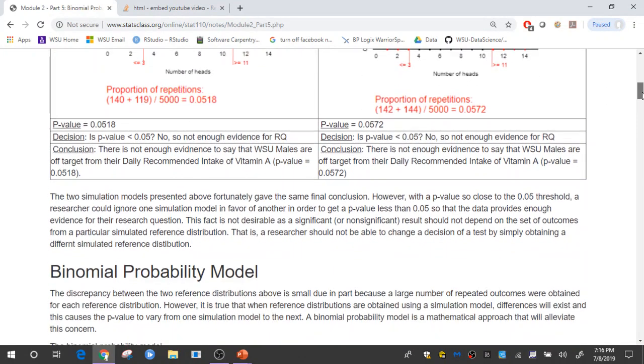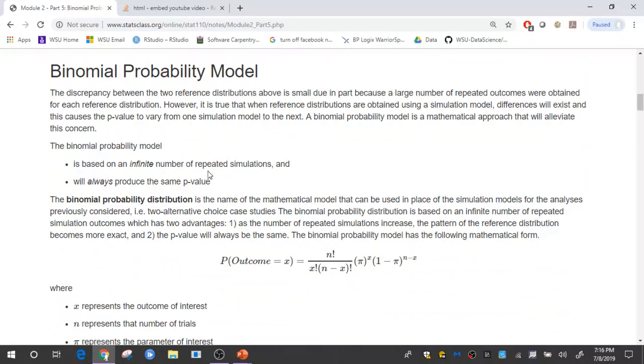What that means is that 2 different statisticians will get exactly the same p-value. So for that reason, the binomial probability model is attractive in that a researcher would not be able to obtain, say, a different simulated model to get a different p-value. We'll always get the same p-value when using a binomial probability model.